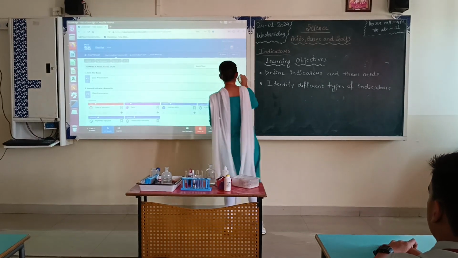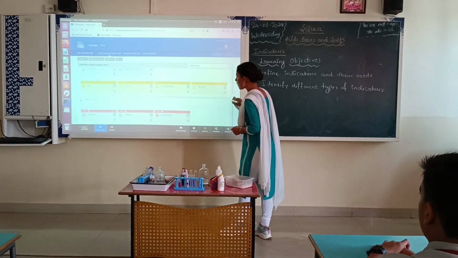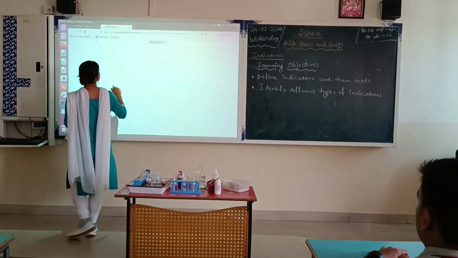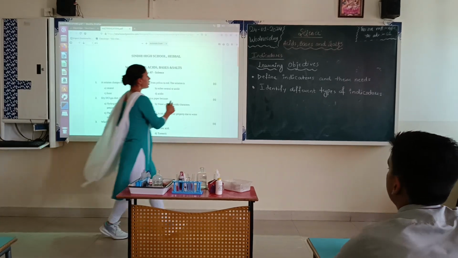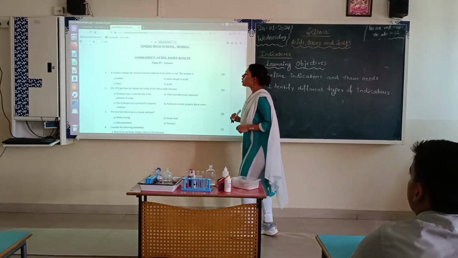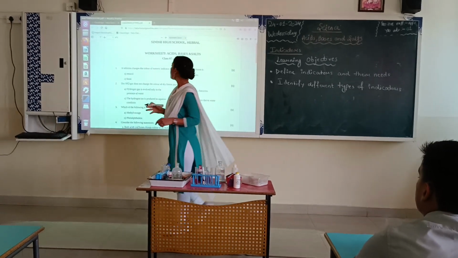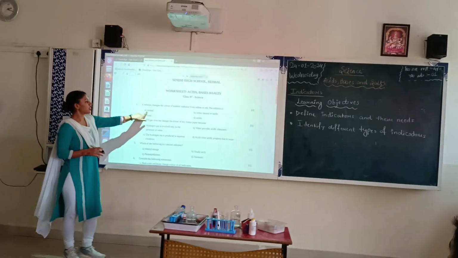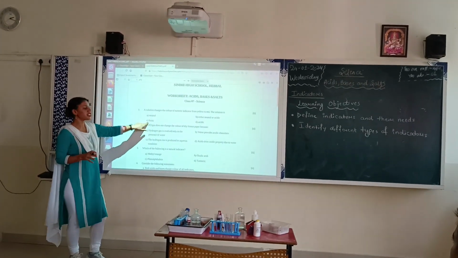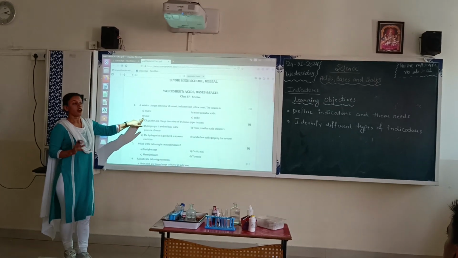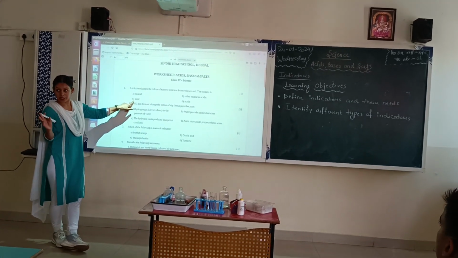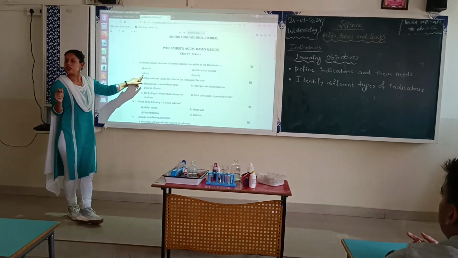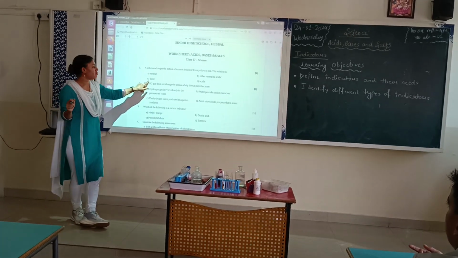There is a small worksheet which we can solve now. A really small worksheet. Okay, here it is. Let's try to solve this. First question is, a solution changes the color of turmeric indicator from yellow to red. What will be the nature? Is it neutral, acidic, or basic? We have turmeric as an indicator. The color changes from yellow to red. What will be the nature then? Yes? Basic. Very good.